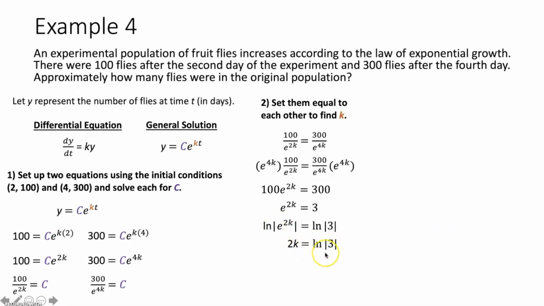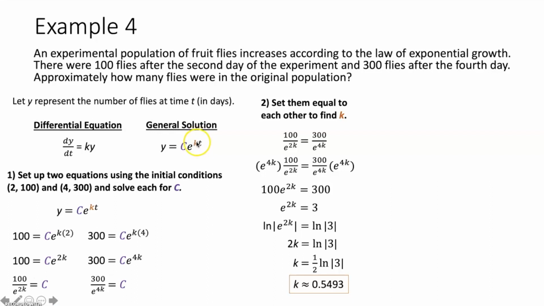I then divide both sides by 2 or multiply both sides by half, plug this in my calculator, I get k is approximately equal to 0.5493. Now note, k is positive, indicating that this population is experiencing exponential growth, which the problem indicates. So we're doing it right. Perfect. So now we can use this k value. We can plug that into our general solution here.